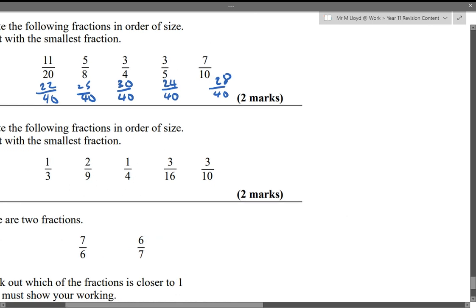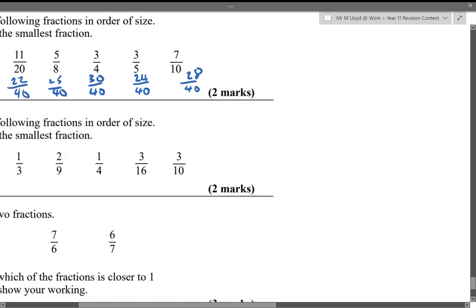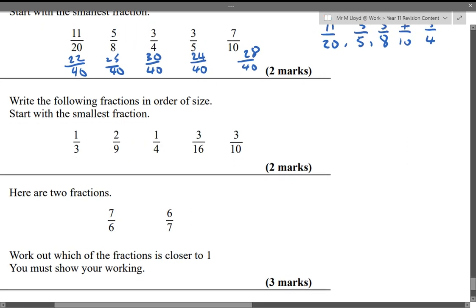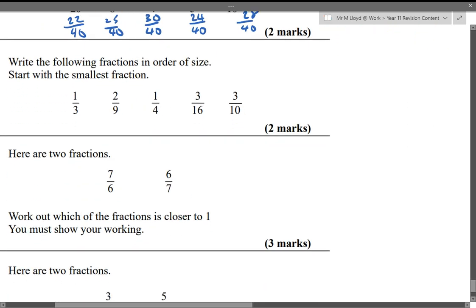Okay, starting with the smallest one. This will be 11 over 20. Next one is 3 over 5. Then we've got 5 over 8, 7 over 10, and lastly 3 over 4. Right, that's our answer. Next one, starting with the smallest again, get them into size order.